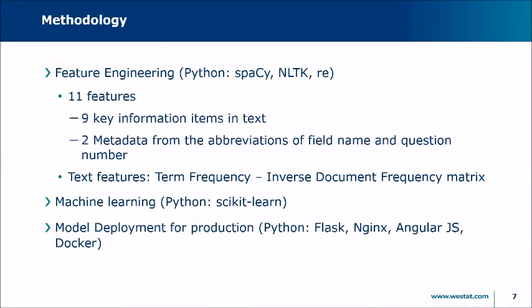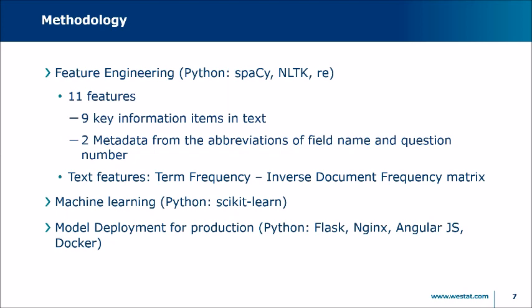So the methodology. I will start by discussing our feature engineering, which includes 11 features. We have 9 information items in text that we detect. And we have 2 metadata from the abbreviations of field names and the question number from where the comment was entered in the questionnaire. And on top of that, we have the text feature, which is converted using a TF-IDF vectorizer into a numerical matrix. TF-IDF stands for term frequency and inverse document frequency.